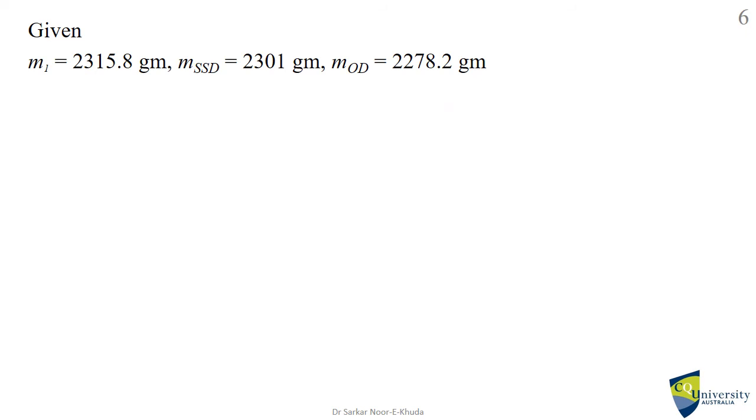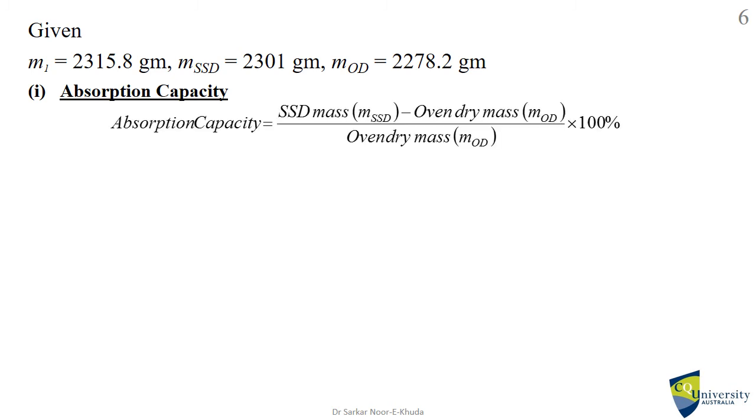First, let us note the mass of the sample at the three different states, M1, MSSD, and MOD. Now we will calculate the absorption capacity of the sample. Let us start this with the absorption capacity equation. The required variables MSSD and MOD are given, which are 2301 gram and 2278.2 gram respectively. Using these values, we get the absorption capacity of the aggregate as 1%.